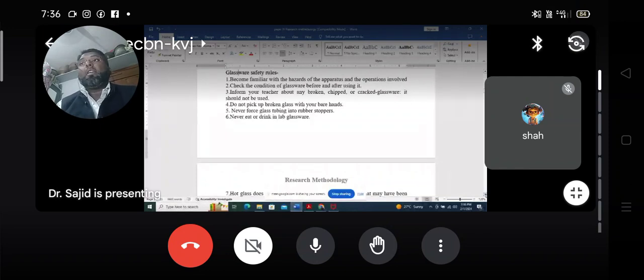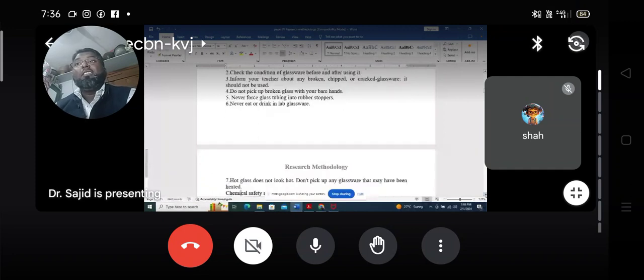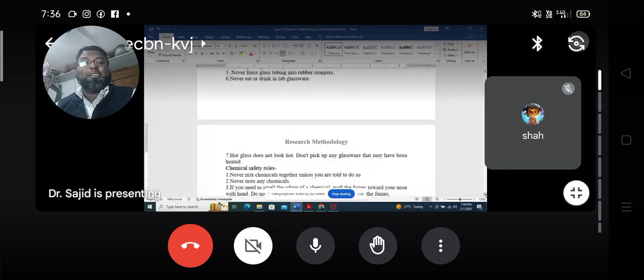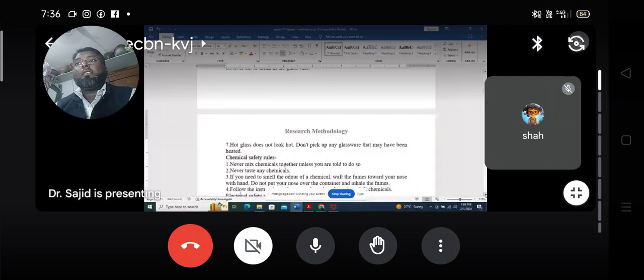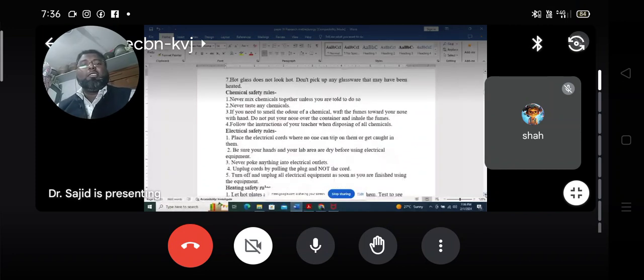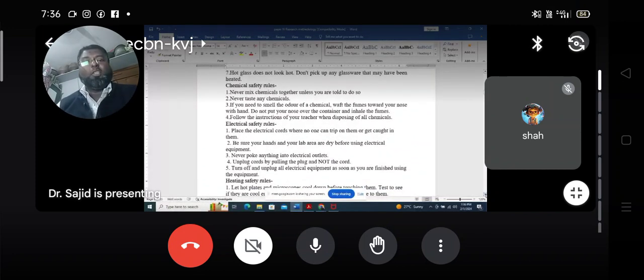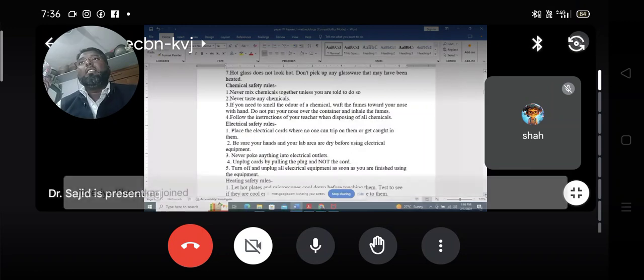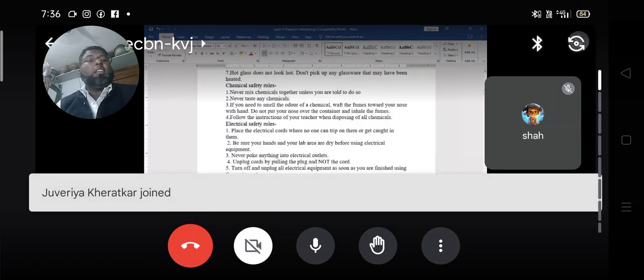Do not pick up broken glass with your bare hands. Never force glass tubing into rubber stoppers. Never eat or drink from lab glassware. Don't use that beaker for drinking purposes. Hot glass does not look hot. Don't pick up any glassware that may have been heated. You don't know, there is no visible change when you heat the glass. That's why don't touch any glassware if you don't know whether it is heated or not.